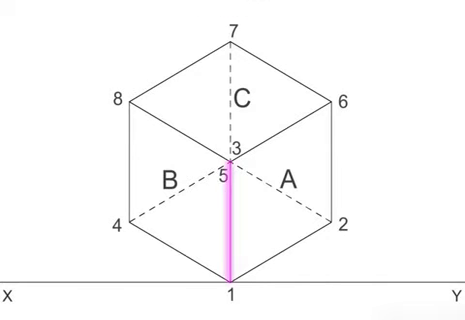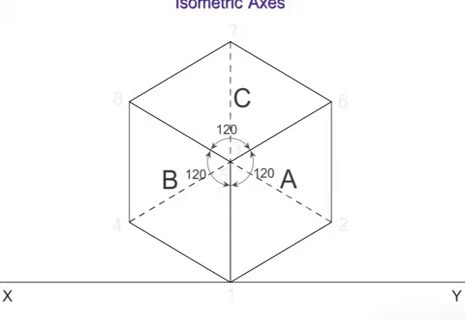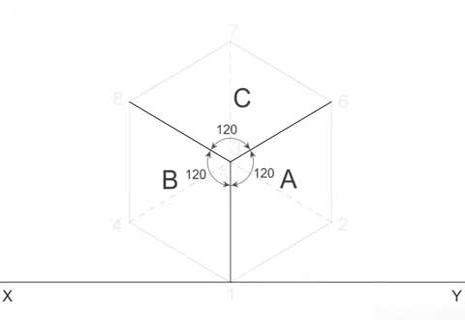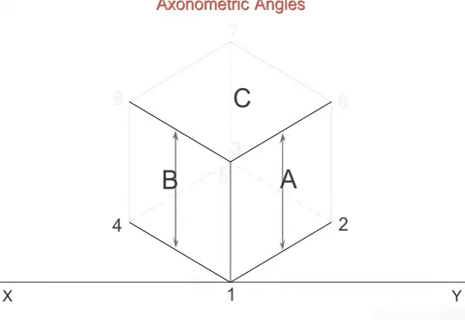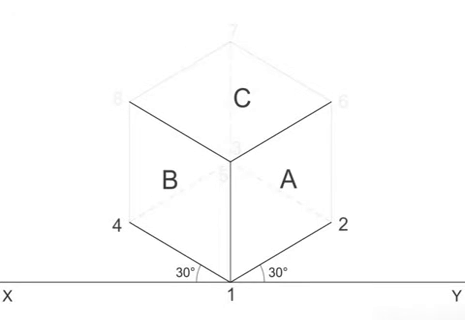The edges 1-5, 5-8 and 5-6 are referred to as isometric axes and make an angle of 120 degrees to each other. These angles are known as axonometric angles. The edges 1-4 and 1-2 are parallel to the isometric axis and are drawn at an angle of 30 degrees to line XY.